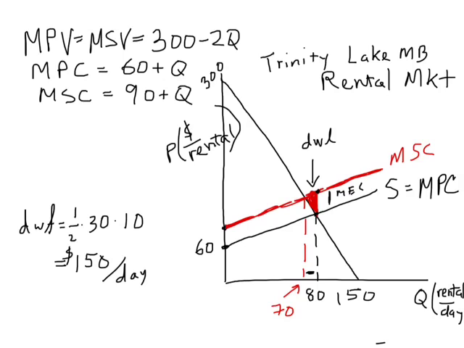The y-axis units are dollars per rental. The x-axis units are rentals per day. When we multiply price and quantity together, the rentals cancel out, and we're left with dollars per day. So there's our answer, 150 a day.